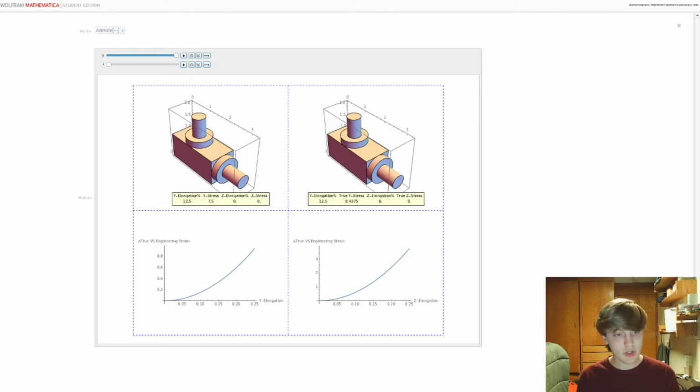Now you can see how this differs. Over here we have a value of 7.5, and over here we have a value of 8.4375. So you can see it's differing by a good bit. Of course, this cross-sectional area that we're dividing by here is a 1 by 1 square.